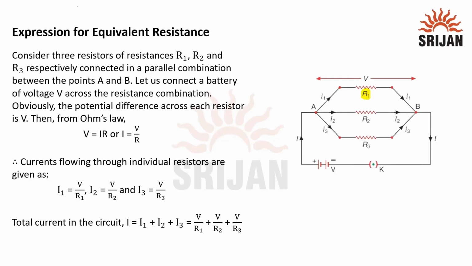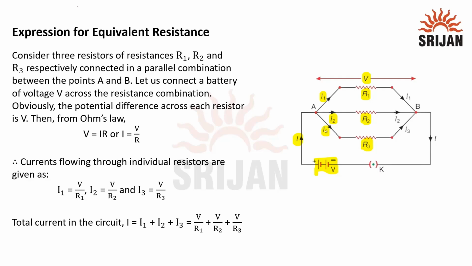Let us now find the expression for equivalent resistance in case of parallel combination. So we are taking three resistors R1, R2 and R3 which are joined in parallel combination. They are connected to a battery of voltage V and a current I is flowing in the circuit. The current is divided into three parts. The current in branch 1 is I1, the current in branch 2 is I2 and the current in branch 3 is I3. The potential difference in case of a parallel combination is same across all the resistors and is equal to, in this case, V, that is the battery voltage. So this is the given situation.